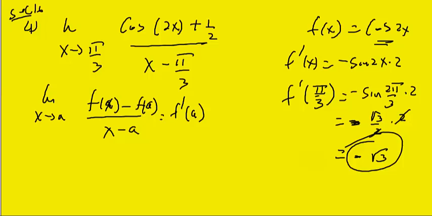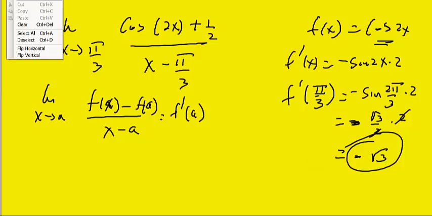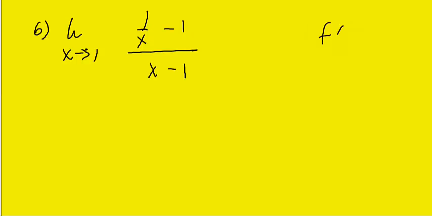Alright, number 6. Now you've all turned into zombies here. Limit as x goes to 1 of (1 over x minus 1), all that over x minus 1. Alright, this is also the alternate definition of a derivative. And what is my function?